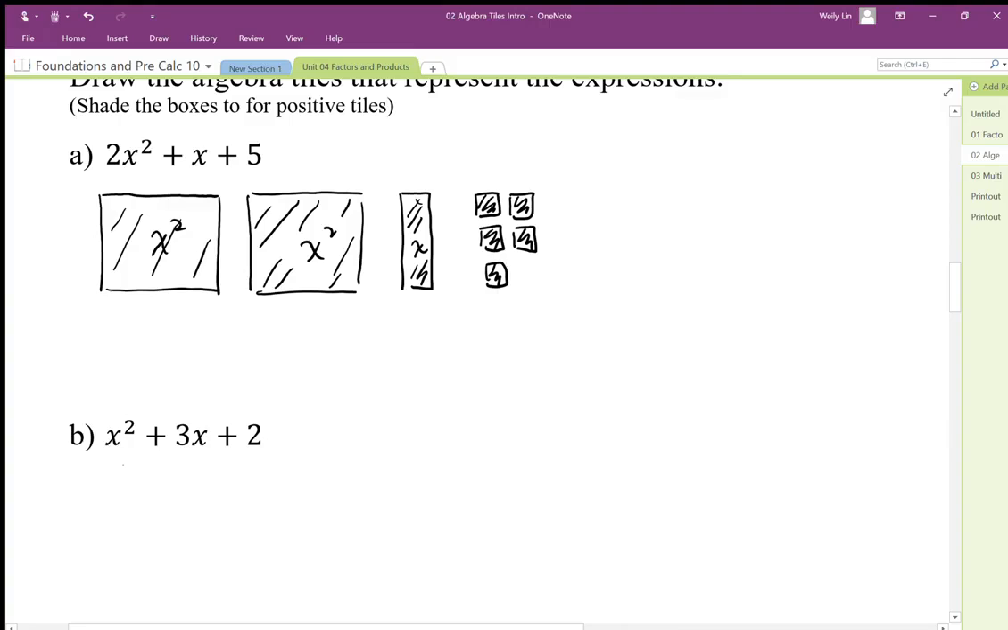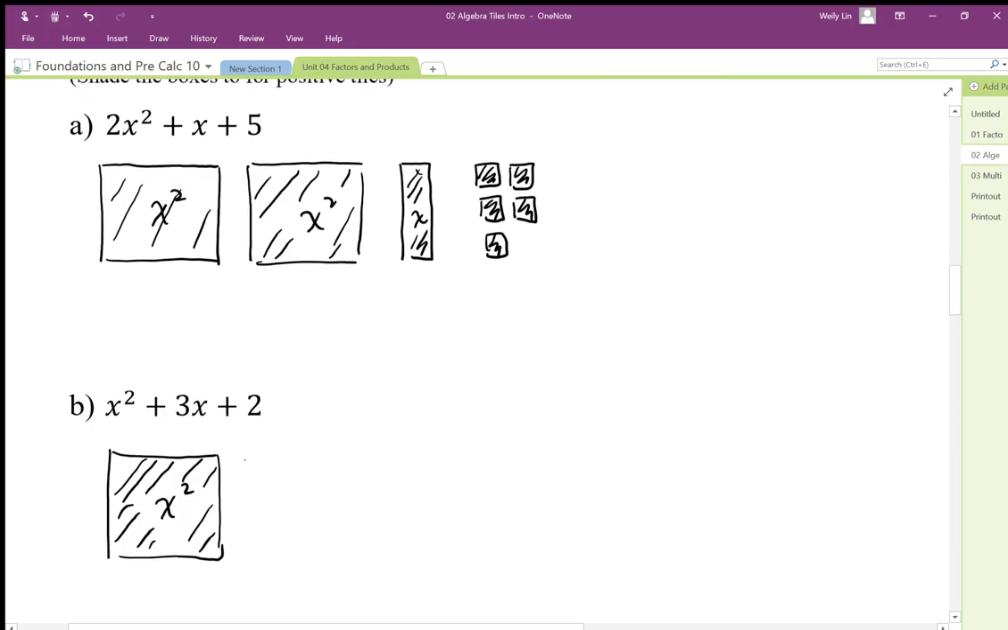Same thing here. We have 1x squared, so I'm going to draw 1 large square, and shade it to indicate that it is positive. And this one here is going to be 3 x's. So I'm going to arrange these 3 x's like this. And I have 2 1's tiles.